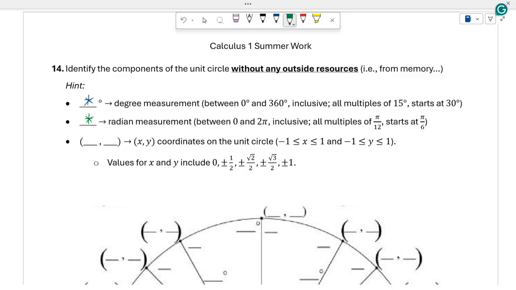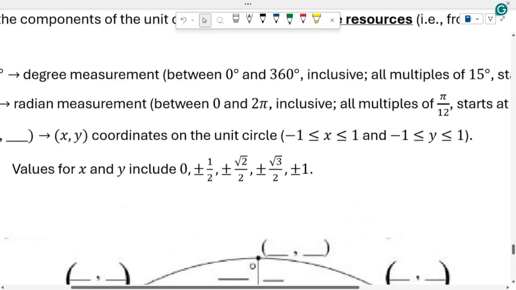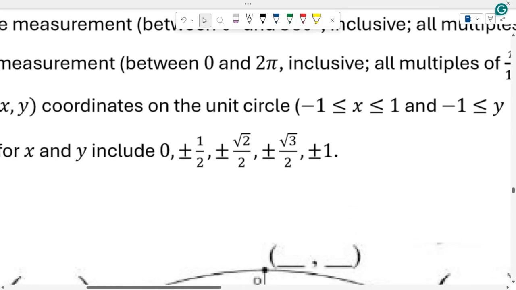And all of the values on the unit circle, all of your X and Y values: X is between -1 and 1, including -1 and 1, and Y is also between -1 and 1, inclusive. So it includes -1 and includes 1. For all of your XY values, you have 9 choices, okay? 0, plus or minus a half, plus or minus root 2 over 2, plus or minus root 3 over 2, and plus or minus 1. So all nine of those are your options for all of your X and Y coordinates, okay?